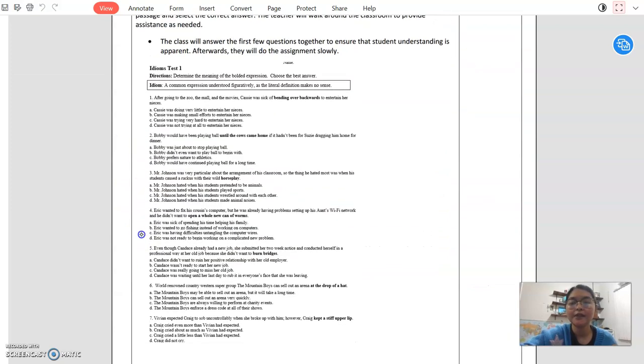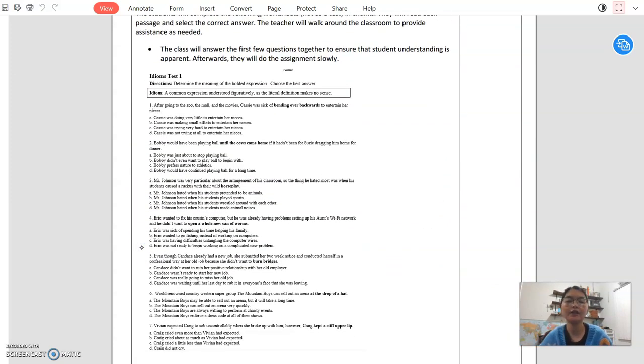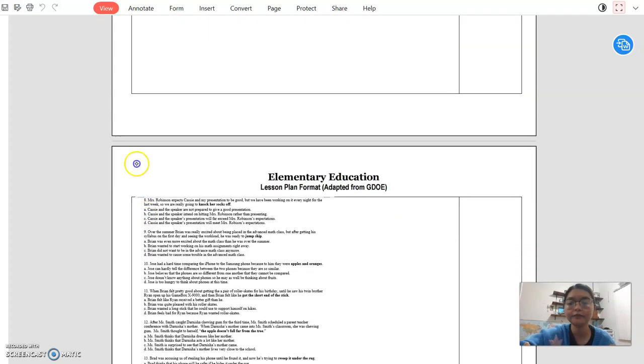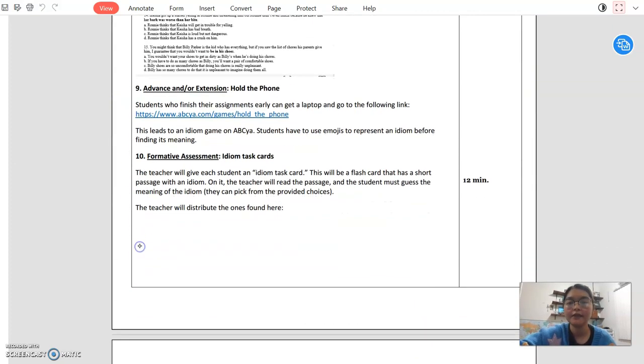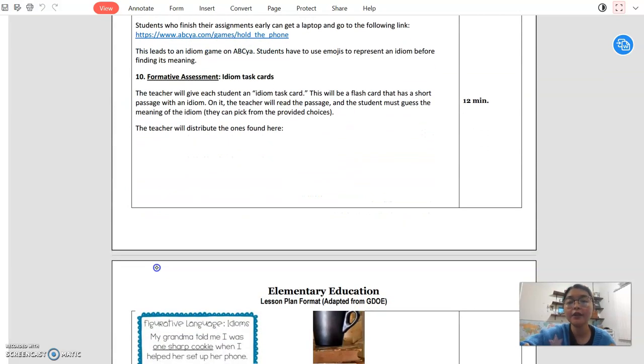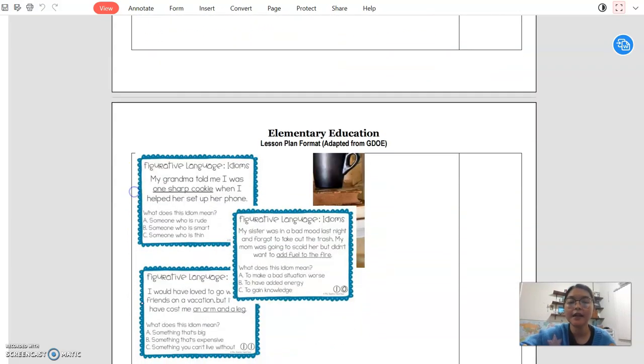The independent practice is a worksheet, and for independent practice, I usually have the class answer the first few problems together, and once I see that students understand what to do, then they can go ahead and complete it individually. Advanced extension, they have something they can go online for. Formative assessment are idiom task cards.